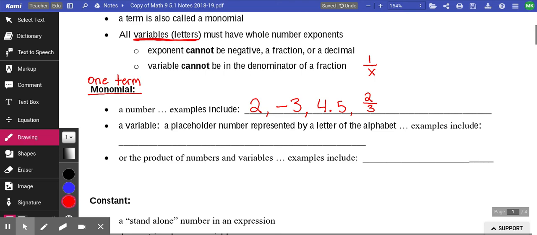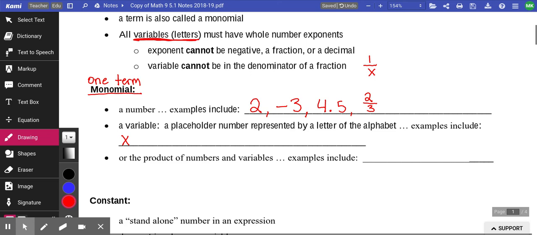You could have variables. So you could have a variable monomial, which means you just have a letter. So for instance, if I had just the letter x, that's a monomial. It's just one thing. That letter x means it's a number. It could change to be different numbers. It's a variable. It could change.